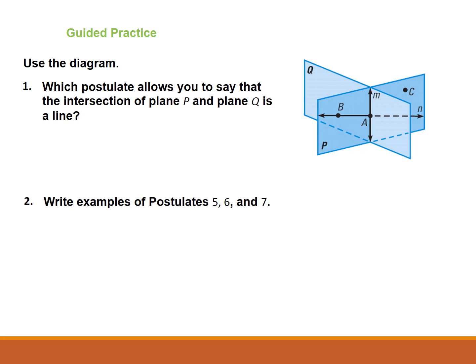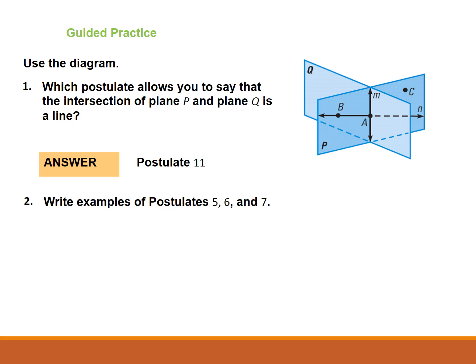Okay, I do want you to still continue copying these because these are still great for notes. So let's look at this diagram. Which postulate allows you to say the intersection of plane P and plane Q is a line? And which line is that? Postulate 11. That's the one that talks about the intersection of two planes is exactly a line. And that line is line M.